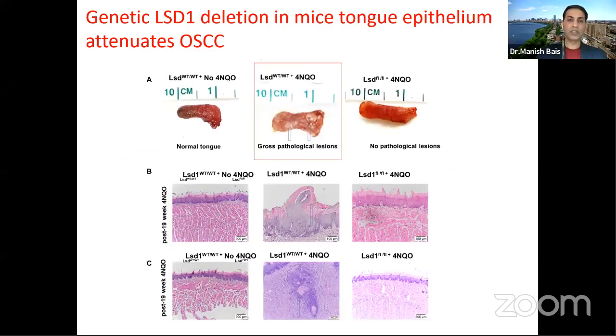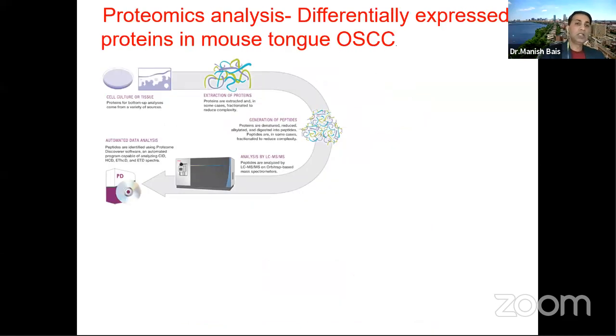And in this system, the mice on the left-hand side are wild-type mice with no 4NQO. But when you put in the cancer-promoting agent, they develop bigger cancers. You can see in the histology also that there are raised lesions, and then there is an invasion here in the bottom figure. But when you inhibit this gene and treat with the cancer-promoting agent, it doesn't form cancer. Meaning that if we inhibit this gene, we can get rid of the cancer in the oral cavity.